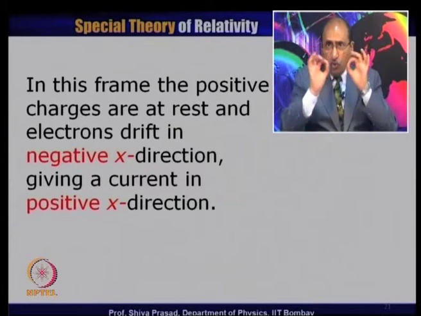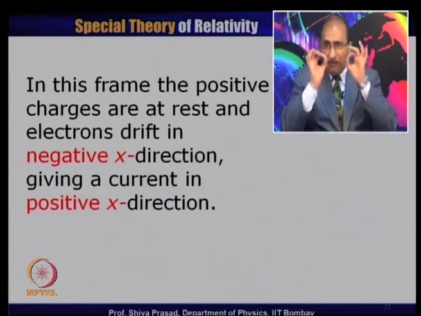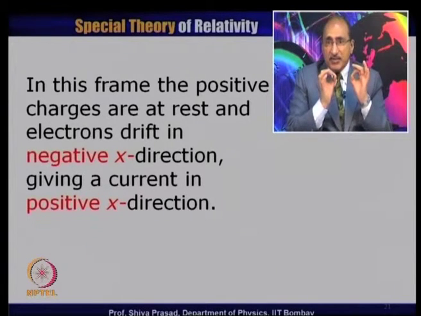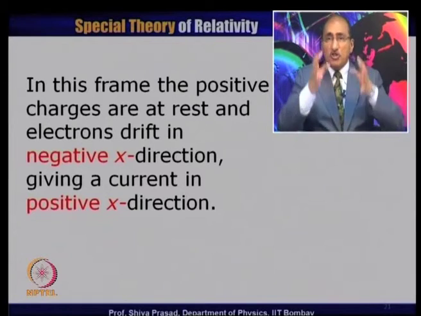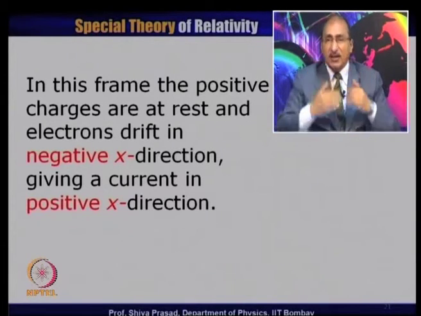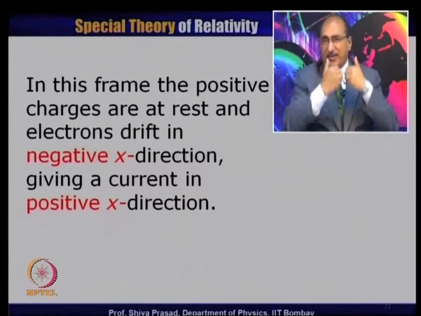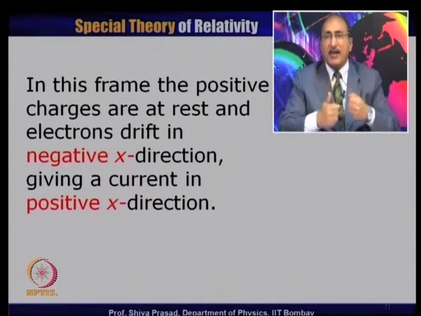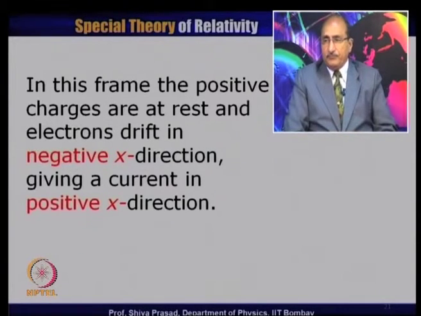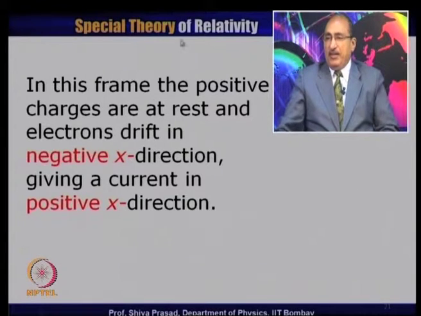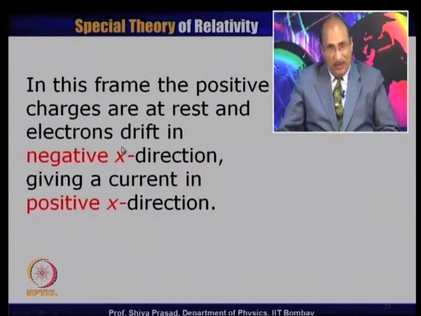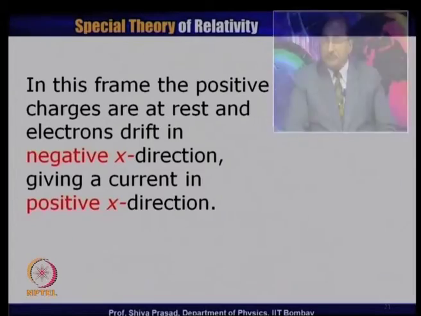So I am looking at the same frame in which this picture is correct. It means I am assuming that the positive charges are at rest, and it is the negative charges which are drifting in the negative x direction to give rise to a current in the plus x direction. So that is what I have said here. In this frame, the positive charges are at rest and electrons drift in the negative x direction, giving a current in the positive x direction. All right.